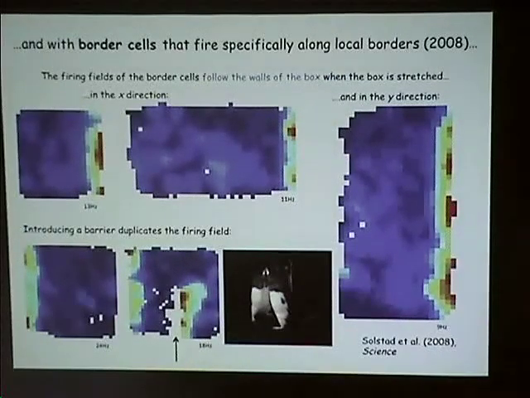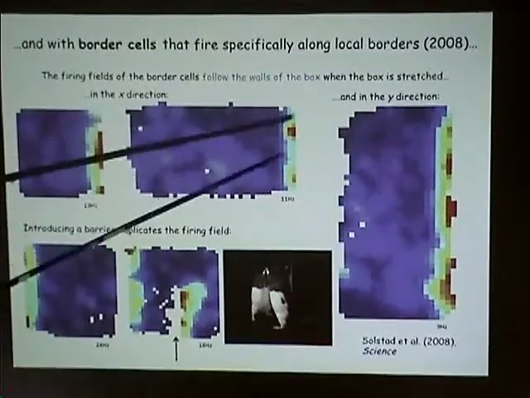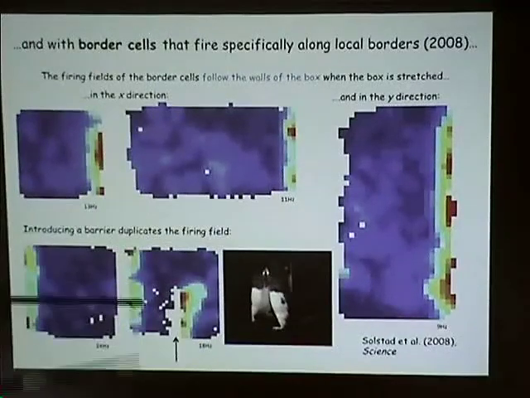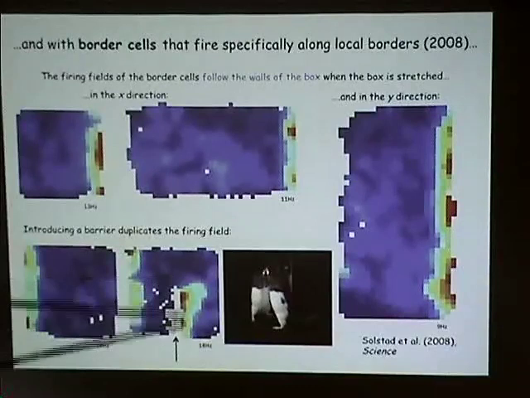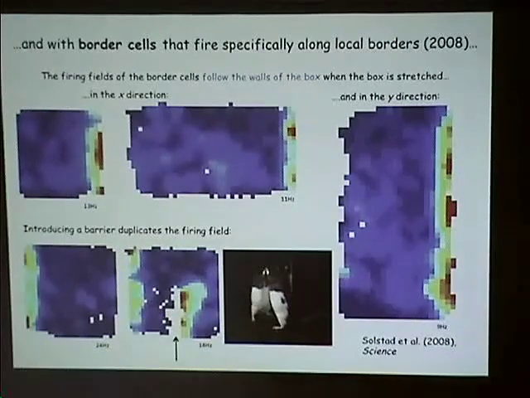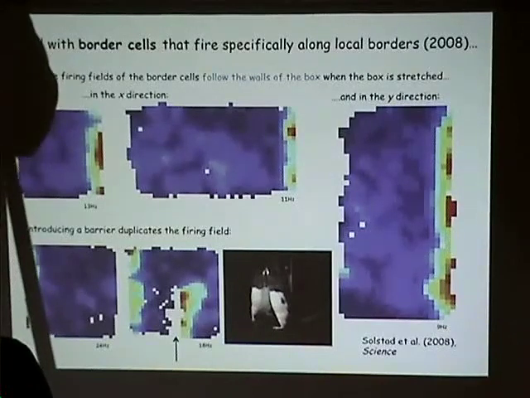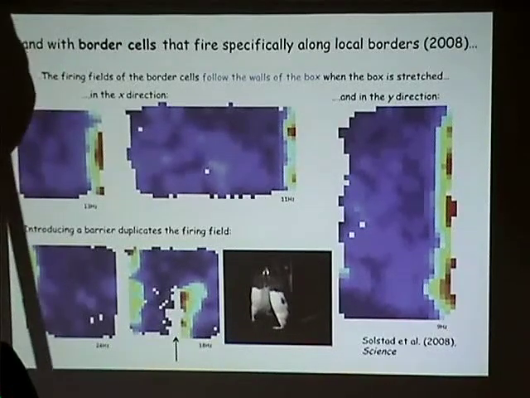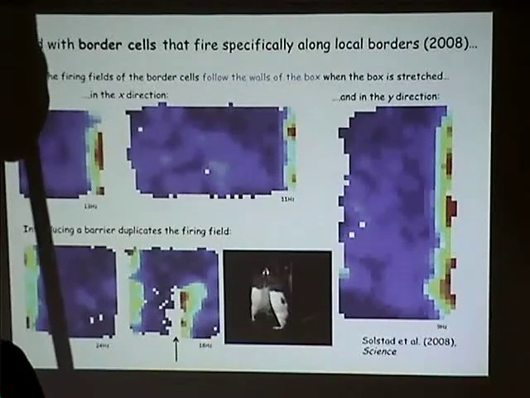There are border cells, which you heard a lot about yesterday from Neil. So cells that fire along specific walls of the environment, one or several. If you introduce walls, you get a copy of the peripheral wall, so that is maybe a hallmark of these cells. And those cells fire in relation to borders whatsoever. We have not been able ever to get these cells to do anything else, like grid cells, so we have also not been able to get a grid cell to become a border cell. So they seem to be quite distinct cells.